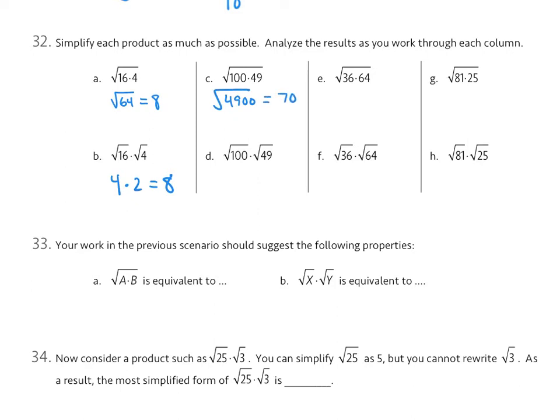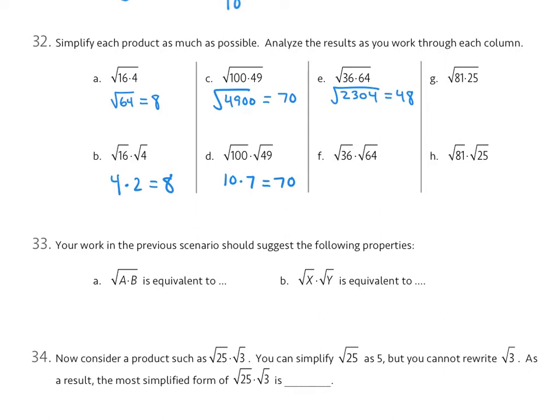Part D, the square root of 100 times the square root of 49. The square root of 100 is 10. The square root of 49 is 7. 10 times 7 is 70. Part E, the square root of 36 times 64. First, find 36 times 64. That's 2,304. You can use a calculator for that, that's okay. And now use a calculator to find the square root of 2,304. You probably don't have that one memorized. It's 48.